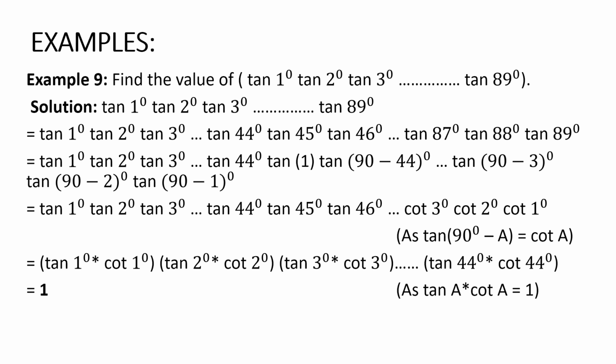In between, terms will also follow in a similar manner. So now how do we group the terms? With tan 1 degree, you take cot 1 degree. With tan 2 degrees, cot 2 degrees. Tan 3 degrees, cot 3 degrees. Similarly, you will have tan 44 degrees and cot 44 degrees. In between, tan 45 degrees is 1. Now tan into cot is 1. So you get 1 into 1 into 1, how many times? 44 times. So that is equal to 1.